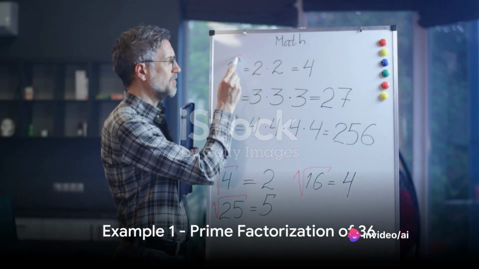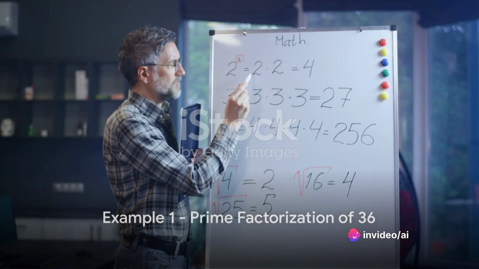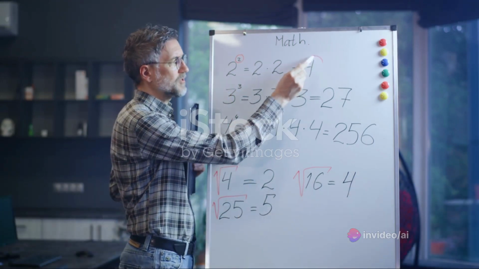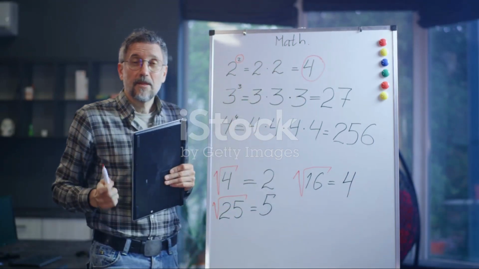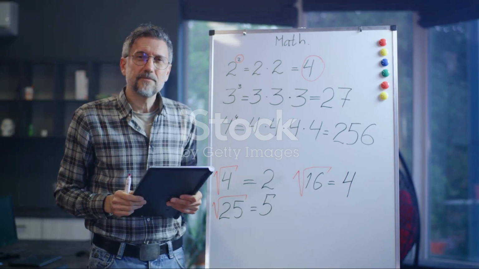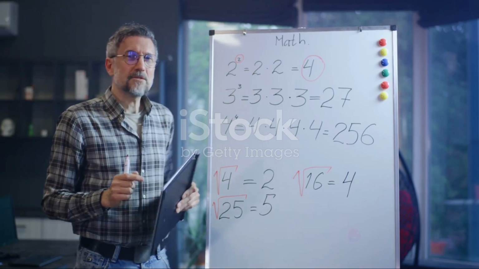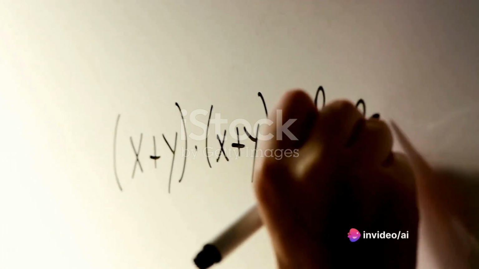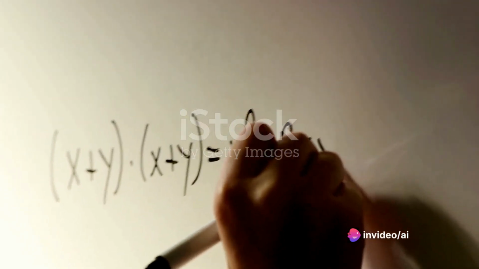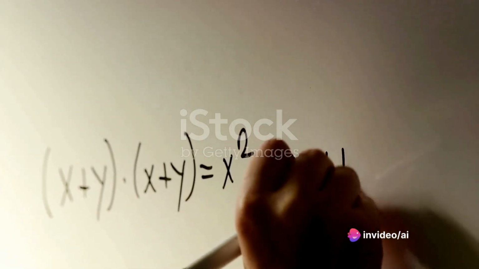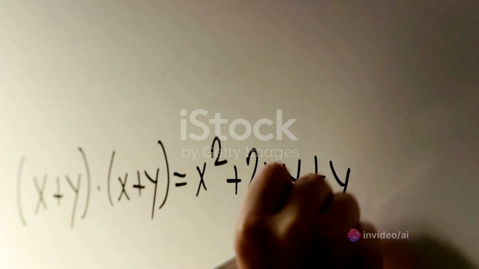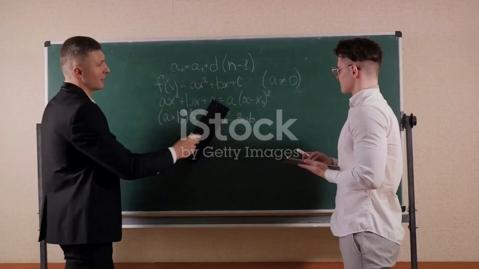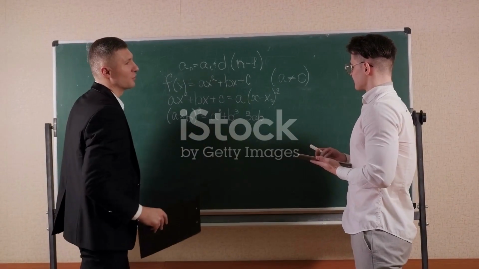Now let's work through some examples to solidify our understanding. Let's start by understanding what prime factorization is. It's the process of determining the prime numbers that multiply together to make a certain number. Now let's look at our first example, which involves the number 36. It's a composite number, meaning it can be divided evenly by numbers other than 1 and itself.